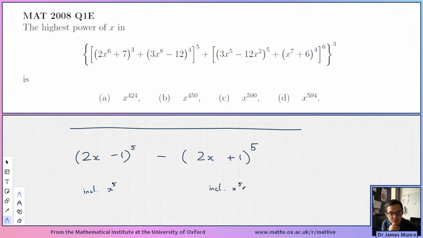But there's a problem, which is that the coefficient cancels out. Maybe you've spotted this. This includes 2 to the power of 5 x to the 5, and this includes 2 to the power of 5 x to the 5. So, when you take the difference, the x to the 5 term cancels out. So actually this thing is degree 4.